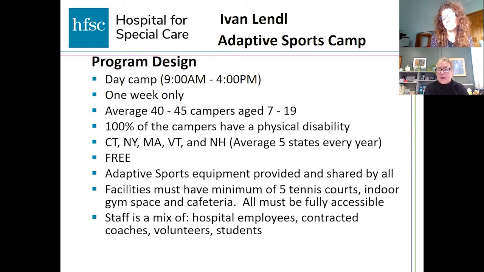100% of our campers have disabilities. And some of those include, probably the most common diagnoses are cerebral palsy, spinal cord injury, spina bifida, limb difference, a variety of neuromuscular conditions, including muscular dystrophy and some of your more rare types of neuromuscular conditions.